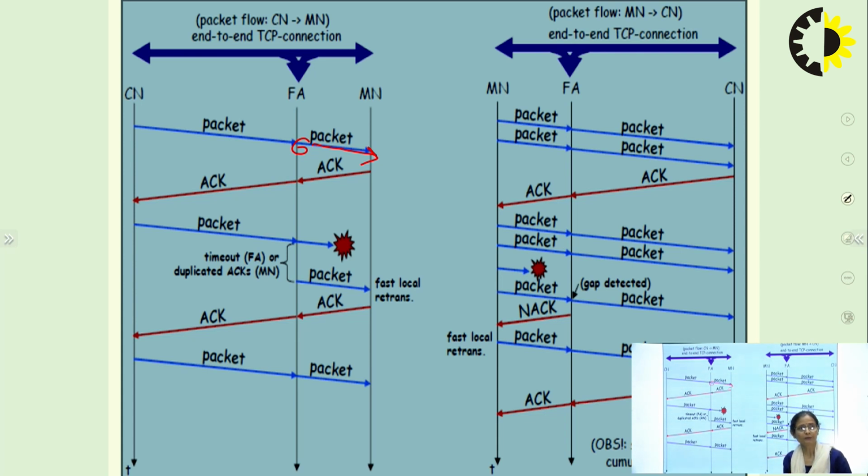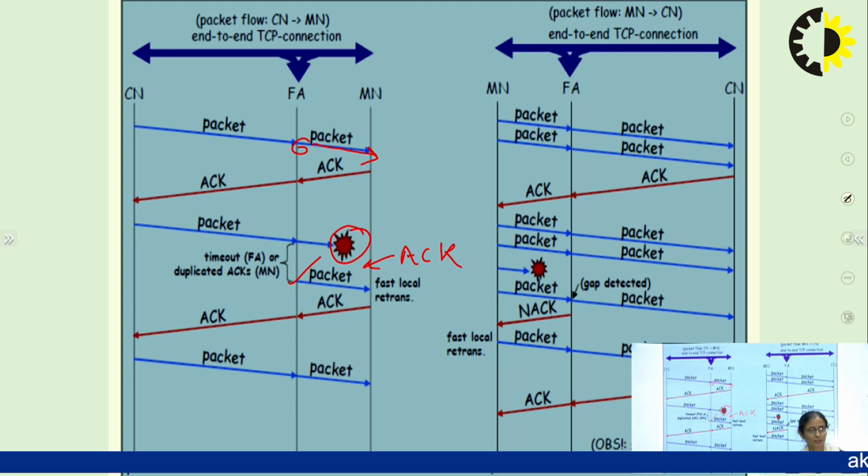Now what happens if the packet is not received by the MN? Then in that case, the packet is lost in the wireless environment, and the MN does not send the acknowledgement packet. Now FA immediately comes to know that the acknowledgement has not been received after some specific amount of time, and it will assume that the packet has been lost in the wireless environment. So what will happen? It will retransmit the packet which it has already buffered and send it to the MN, and this is a local retransmission.